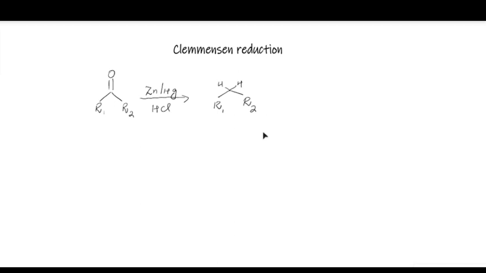Clemmensen reduction is the reduction of carbonyl compounds like ketones or aldehydes to the corresponding hydrocarbons. In other words, it allows the deoxygenation of carbonyl compounds to convert them to hydrocarbons. Or you can say that the carbonyl functional group is converted into a CH2 group in this reaction. In this video, we'll talk about the reaction conditions and the mechanism. So let's begin.